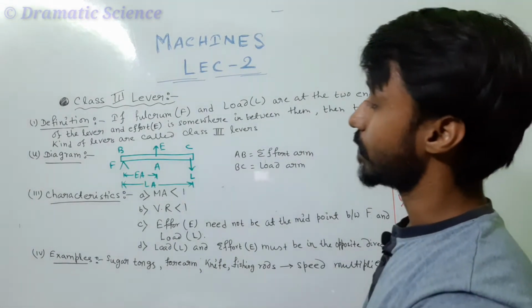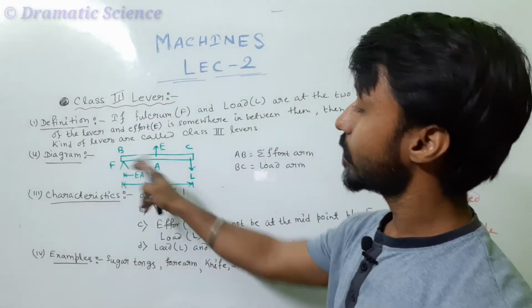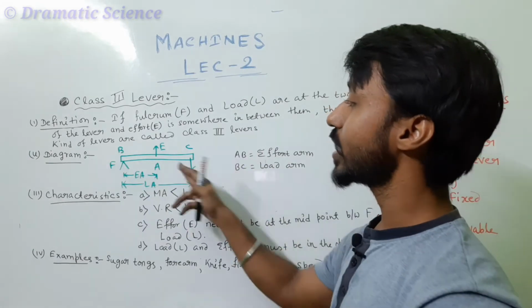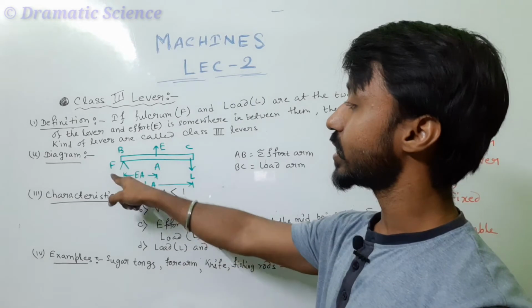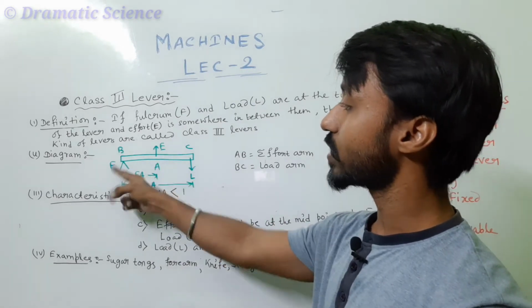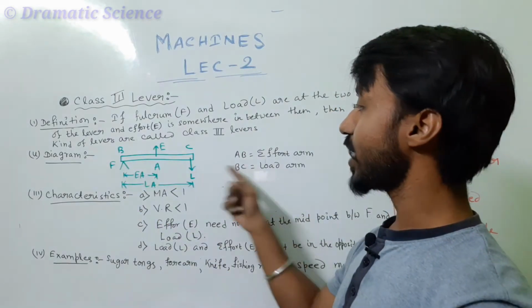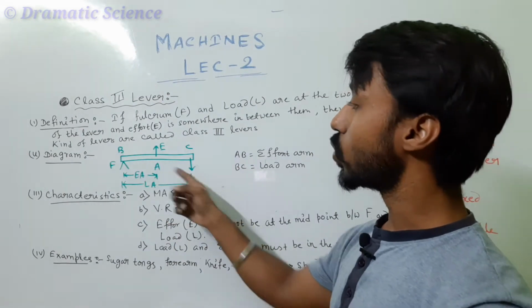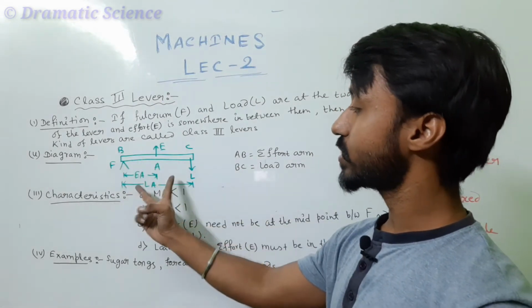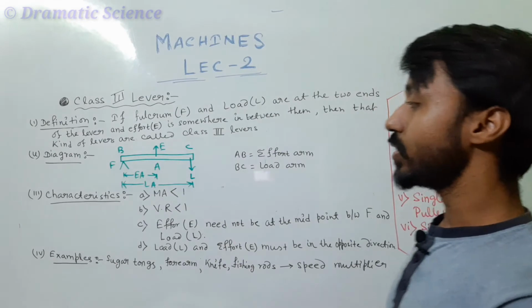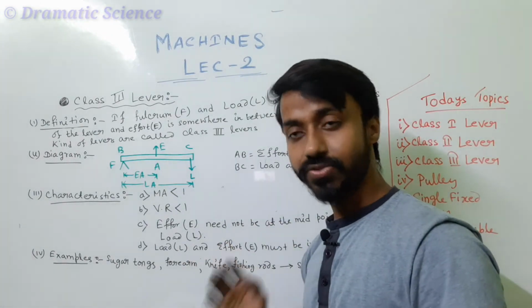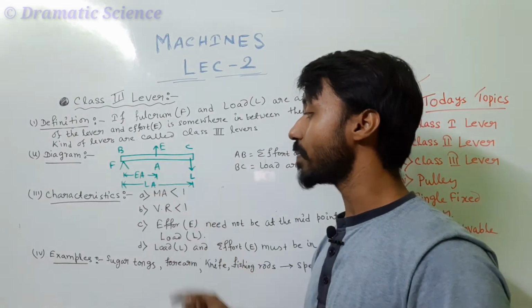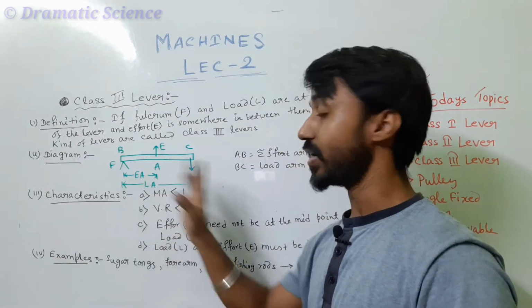So here is the diagram. As you can see, fulcrum and load are at two ends and effort is in between them. So A to B, that is effort to fulcrum, is effort arm, that is AB, and load to fulcrum, that is BC, is simply load arm. So here we can conclude that in the case of class 3 lever, load arm is greater than effort arm.